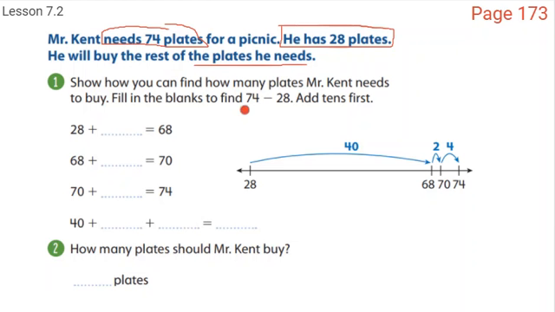Fill in the blanks to find 74 minus 28. Add tens first. So 28, now how many tens do you have to add to get to 68? 68 plus, well, how many ones do you have to add to get 70? 70 plus, how many ones do you have to add to get 74? Take these numbers, put them in here. I want you to figure it out on your own. How many plates should Mr. Kent buy? And that's your total number of plates that you need to buy.